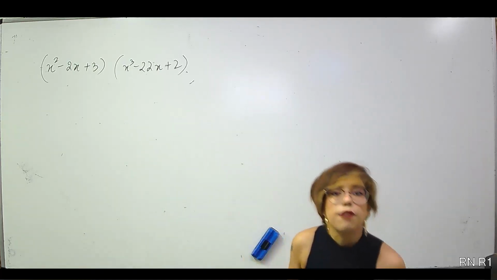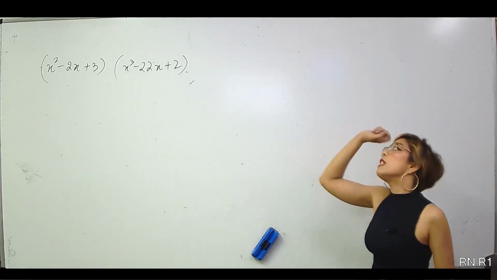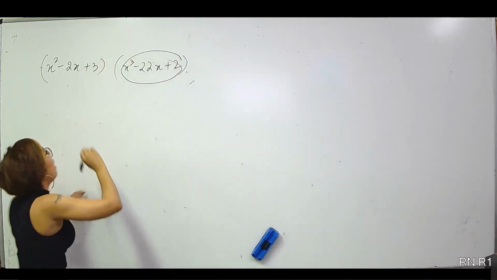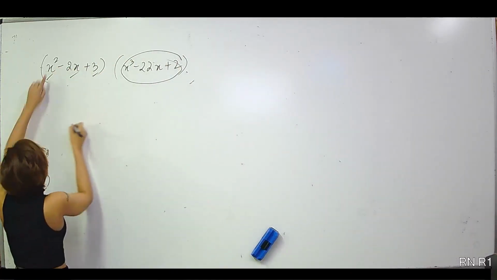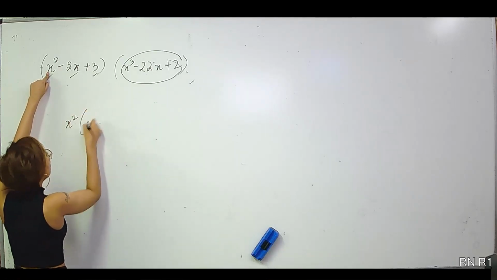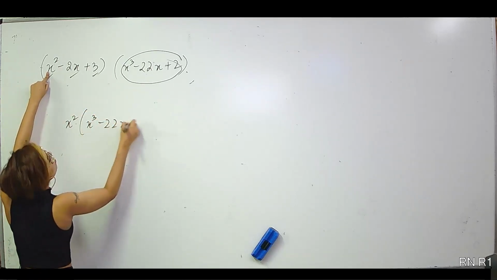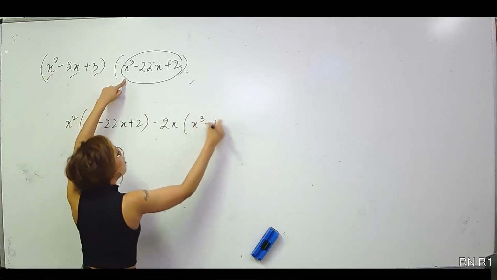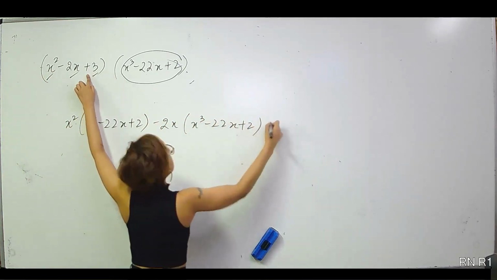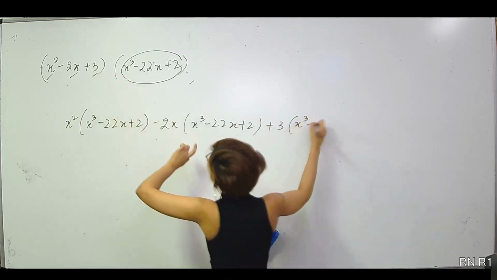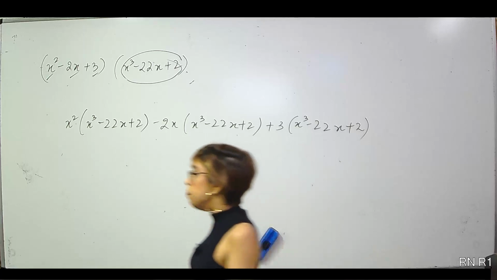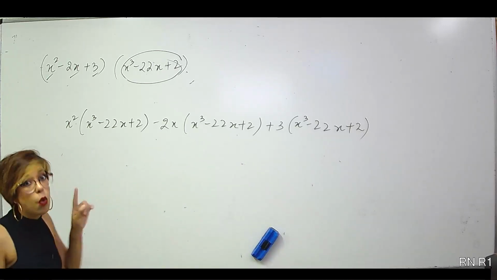Alright, I think sufficient time. In this, obviously, we'll apply the distributive property. I will consider this as a single term and these as my individual terms. So x squared will be multiplied by x cubed minus 22x plus 2, then minus 2x multiplied by x cubed minus 22x plus 2, plus 3 into x cubed minus 22x plus 2. If you can do it directly, perfect, but you have to make sure that there is no error.